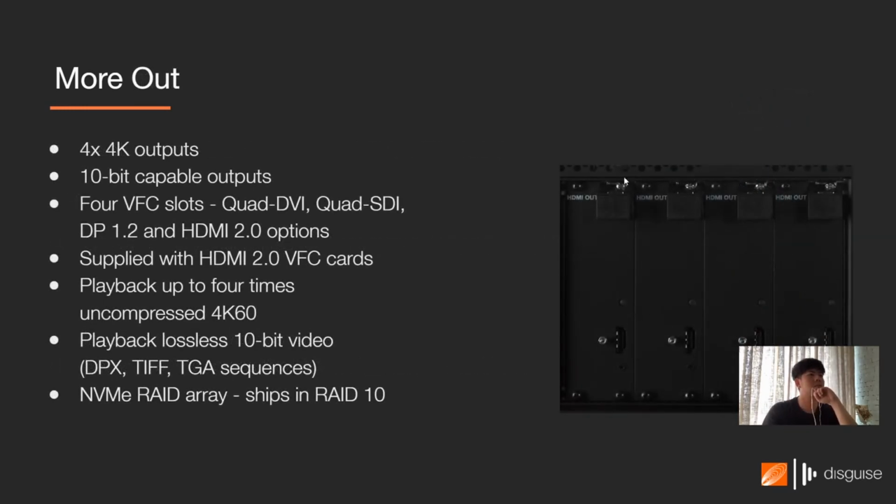Right. So more in, more out. I mean, there's no more out, but more is 10-bit output. Okay. So you can play back up to 4 times uncompressed 4K 60, lossless 10-bit, and then it comes in a RAID 10 array. This is actually the same as the GX2c.